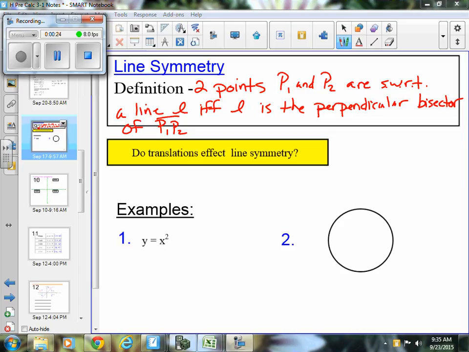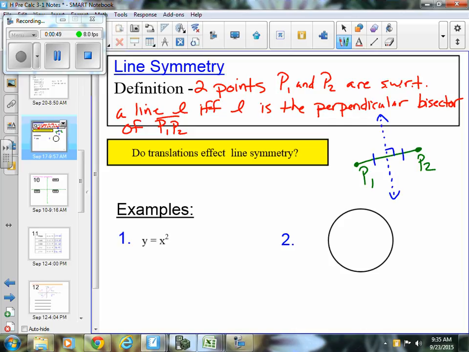symmetric with respect to a line L, very creative again, if and only if L is the perpendicular bisector of P1 and P2. So that means if I'm drawing a line segment between P1 and P2 to be a perpendicular bisector, think about what that means. So bisect means to cut it in half, and bisect at a 90-degree angle means perpendicular. So we have perpendicular bisector.